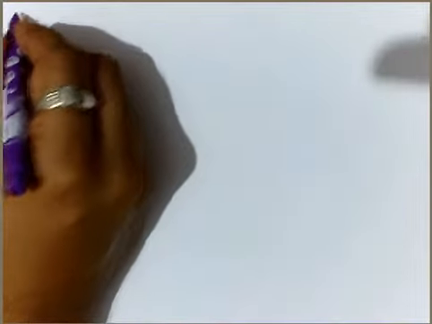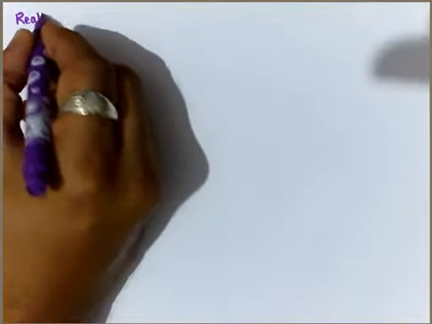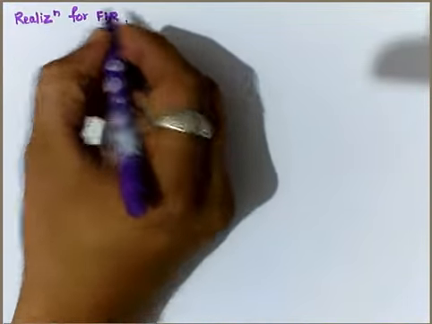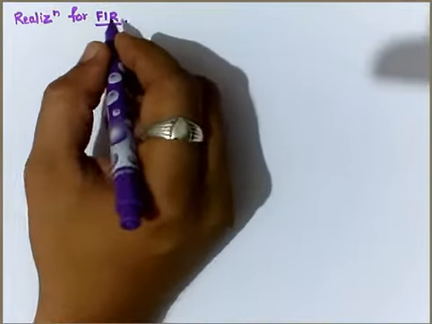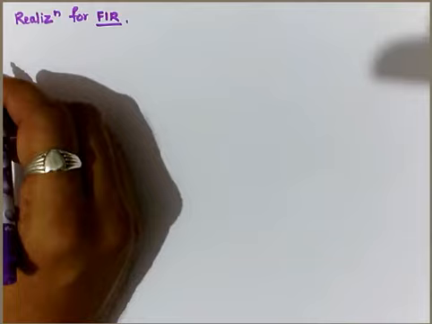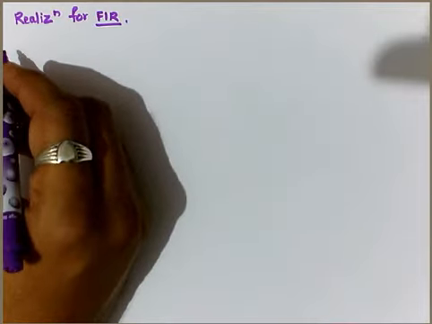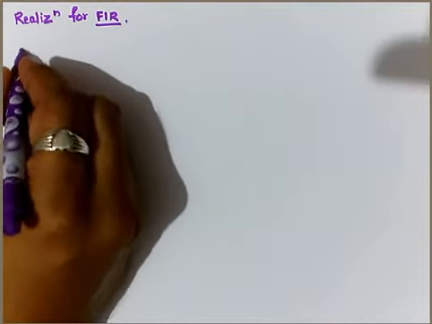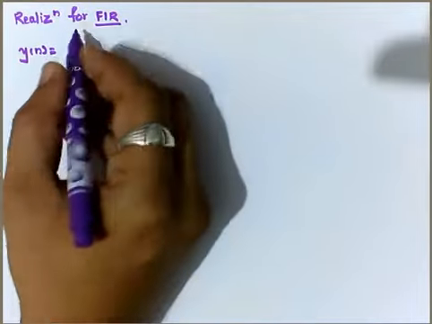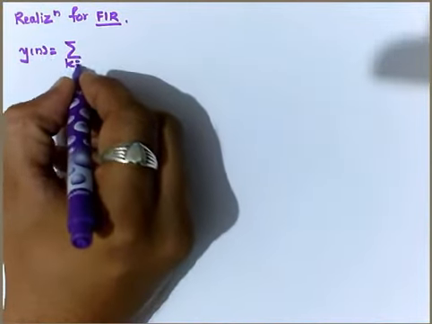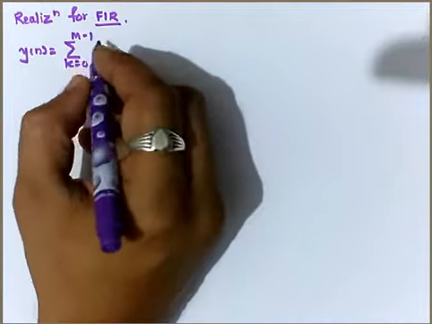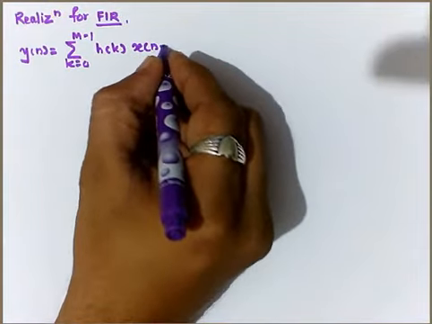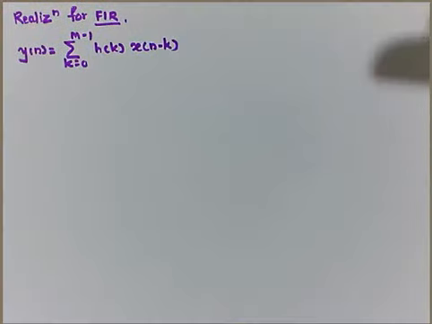Today we are going to learn about realization for FIR filters. Last time we saw the realization or the design for the IIR filter, and we discussed some of the difference equation. In the case of the FIR filter, since it is the non-recursive one, the difference equation is much simpler. It is given in the generalized format: y of n is equal to summation, k equal to 0 to m minus 1, h of k into x of n minus k. So it is a kind of convolution between x and h.